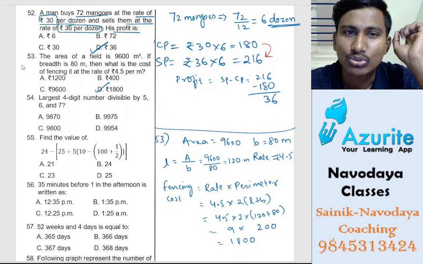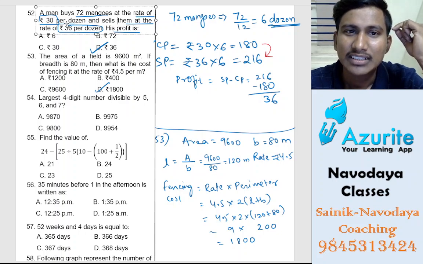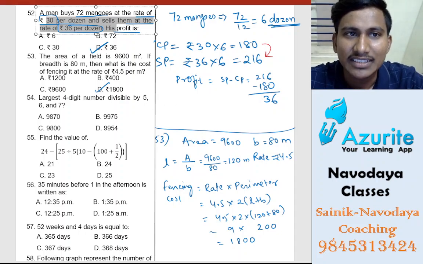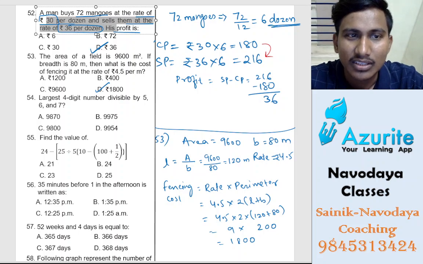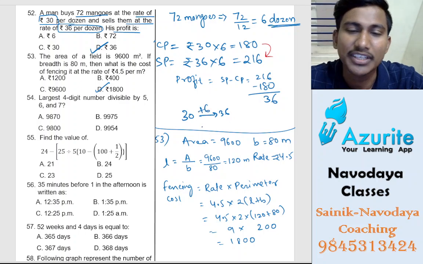That is, they have told the buying rate is 30 rupees per dozen and selling rate is how much? That is 36 rupees per dozen, right? 36 rupees per dozen. So he bought for 30 rupees and sold it for 36. 6 rupees is the profit, right?